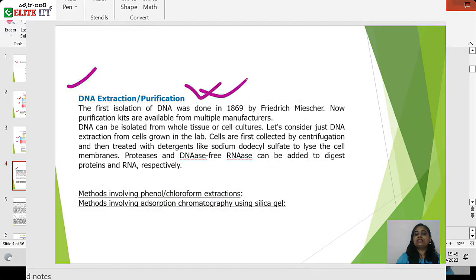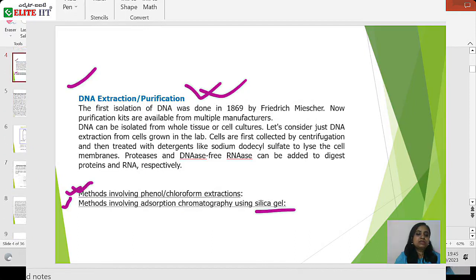Already I have discussed this: how to extract DNA and how to purify the DNA. Several methods and several steps I have discussed. One popular method is the conventional phenol chloroform extraction method, and another method involves absorption chromatography using silica gel. Although nowadays kits and columns are available, you don't have to do anything. Purification kits are available from multiple manufacturers.